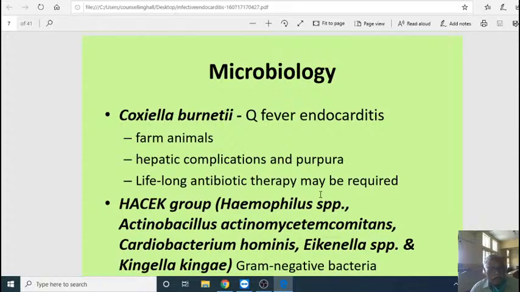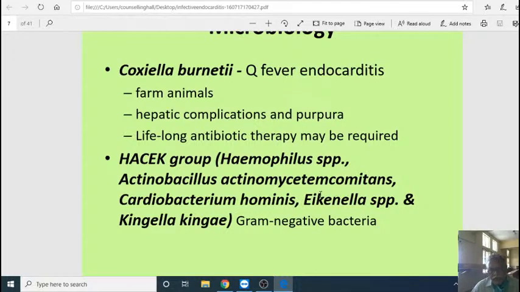The microbiology still includes many organisms. Coxiella burnetii can produce Q fever and endocarditis, which is more common in farm animals, with hepatic complications and purpura, and lifelong antibiotic therapy may be required. The HACEK group: Haemophilus species, Actinobacillus, Actinomycetemcomitans, Cardiobacterium hominis, Eikenella species, and Kingella, which are gram negative bacteria. All these organisms belong to the HACEK group.